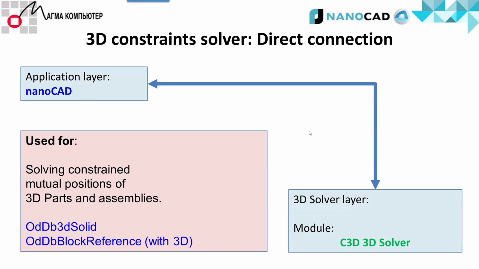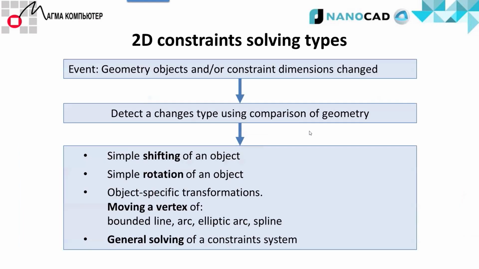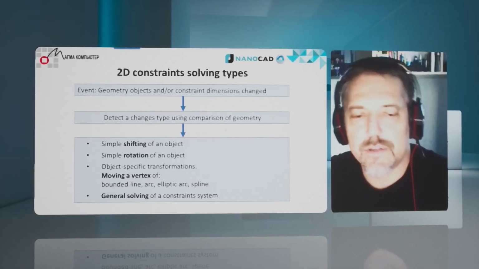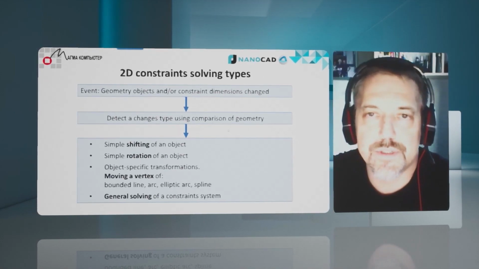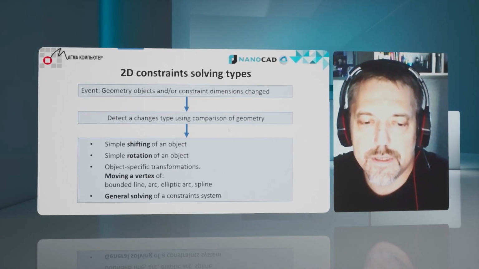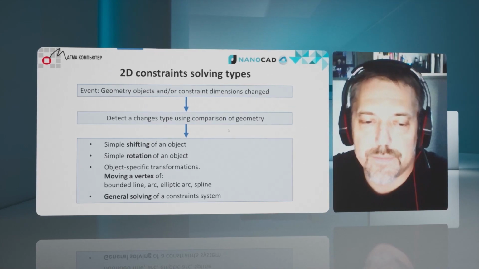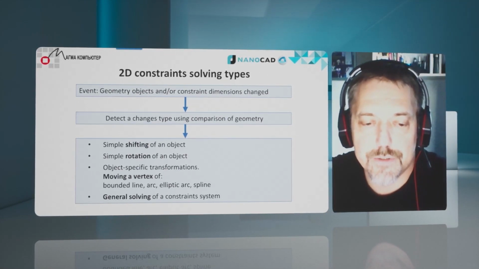The last connection scheme is a direct connection of a 3D constraint solver. Nanocad uses this model for evaluation of constraints between 3D parts and assemblies. Now let's look at the 2D constraint solving process itself. In a DWG model, it may be represented by 3 stages.